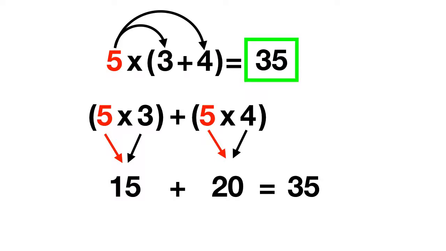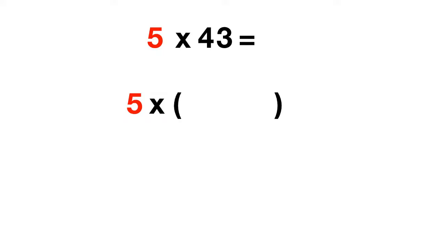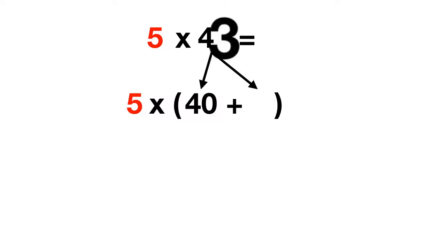So why would you ever want to use the distributive property? Well, using the distributive property is helpful if you're trying to solve a problem like 5 times 43. It would be pretty hard to figure out what this equals on your own. But we could rewrite this problem as 5 times, then split up 43 into 4 tens, or 40, plus 3 ones, or just 3. Now we can solve this using the distributive property.